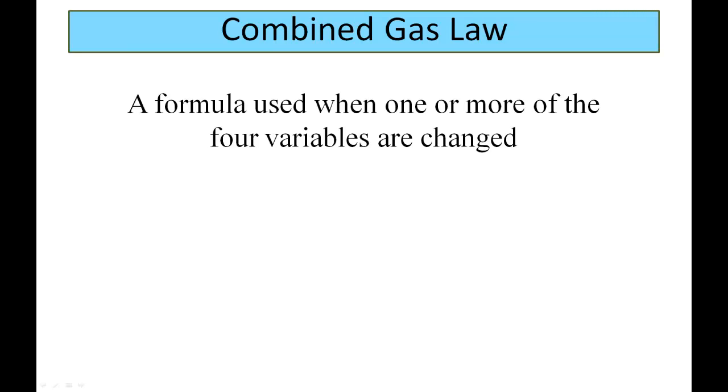In this podcast, we're going to show how the ideal gas law can be used when one or more of the four variables are changed from one situation to another. For example, here is our ideal gas law, PV equals nRT. If we solve algebraically for R, we get PV over nT equals R.